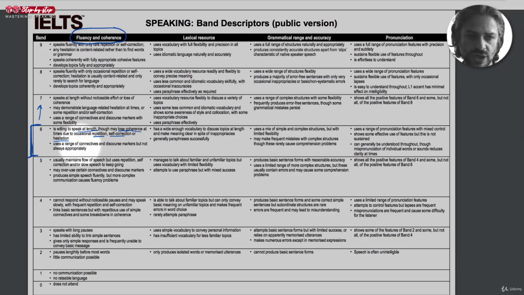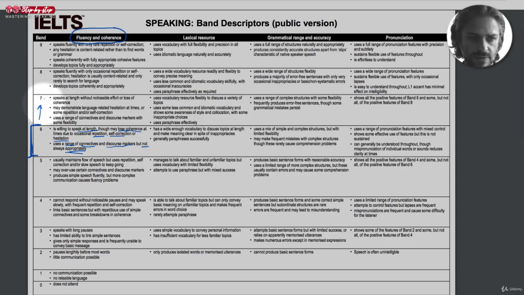For the second point, there is a range of connectives. Like I said, words like "however," "on the other hand," "nevertheless," "that said," all these things are called discourse markers or connectives. So there might be a range of them, but they're not always used correctly or appropriately. You might overuse them, for example. You might underuse them. You might use them, but in the incorrect place. Okay, so let's look at band 7.